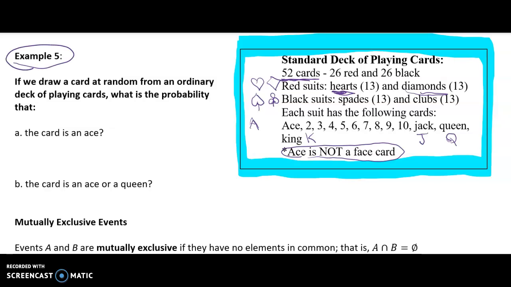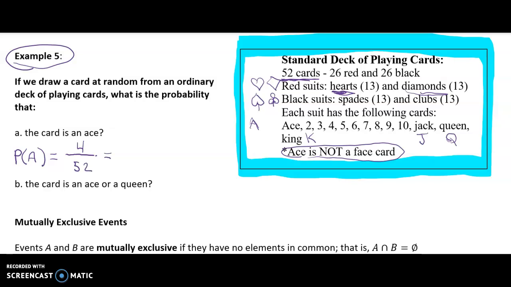Example 5. If we draw a card at random from an ordinary deck of playing cards, what's the probability that the card is an ace? So my notation will be probability of an ace, and you always want to include your notation. We have to think how many aces are in the deck, because that'll be our numerator of our fraction. Well, there are 4 suits, and each suit has 1 ace, so there are 4 aces in the deck out of a total of 52 cards.